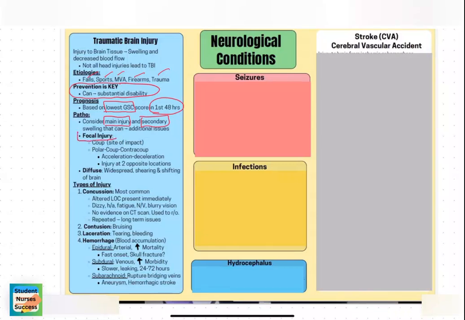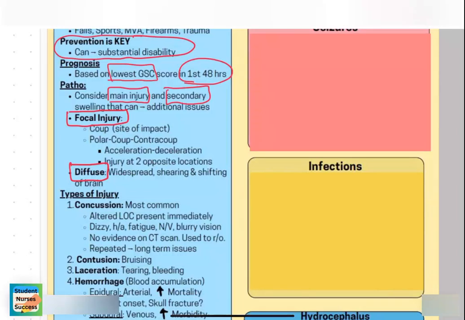You can have what we call focal injuries or diffuse injuries. Now, focal injuries are more at the site of impact or the site directly opposite of the impact. When we talk about a focal injury at the site of impact, we call that a coup. In these particular cases, let's maybe talk about a motor vehicle accident where an individual slams and hits their head on the dashboard. So their forehead is where the coup injury is, the site of the impact. And we know there's going to be damage and injury and swelling at that frontal site of impact.